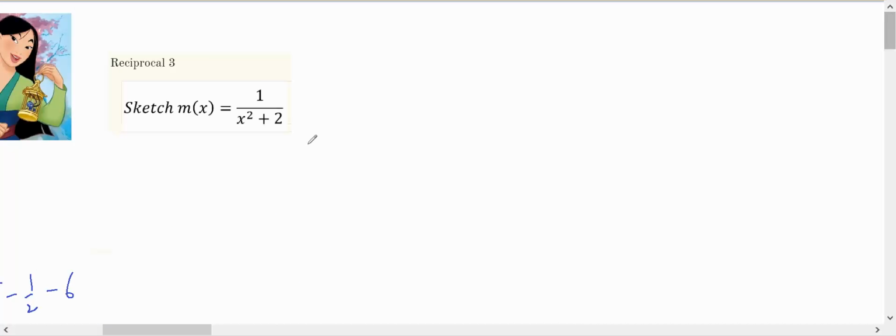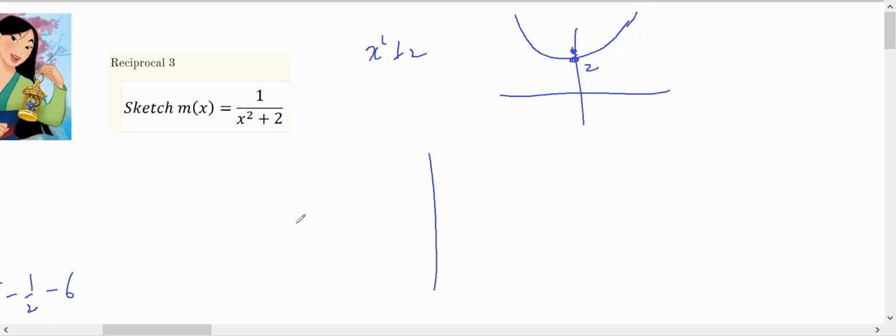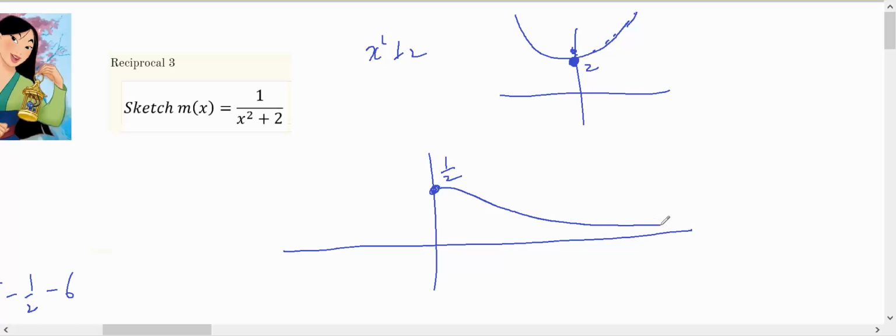And looking at my third one, x squared plus 2 never cuts the x-axis, and goes through at 2 as its lowest point. Okay, so if I'm looking at sketching m of x, when x equals 0, that's the lowest point, and that's now going to equal 1/2. And that will become the maximum point. As this gets bigger, the reciprocal is going to be smaller and smaller, and approach the asymptote of y equals 0, and the same on the other side.